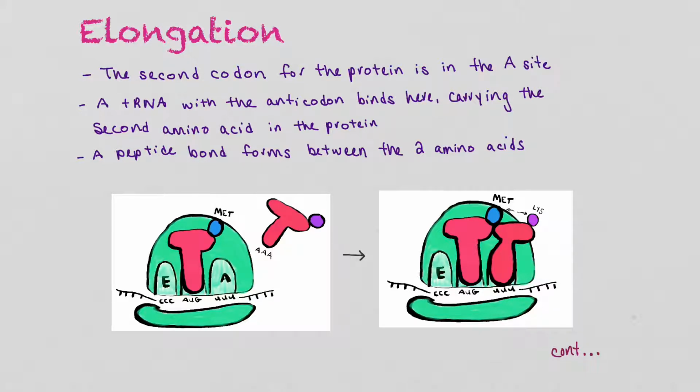So the second codon for the protein will be found in the A site. In this case, it's UUU. And a tRNA with the anticodon would bind here. The anticodon would be AAA, and that codes for the amino acid lysine. So it would bind into the A site, and we can see that here. And then a peptide bond would form between methionine and lysine. And this is going to continue into the next slide.